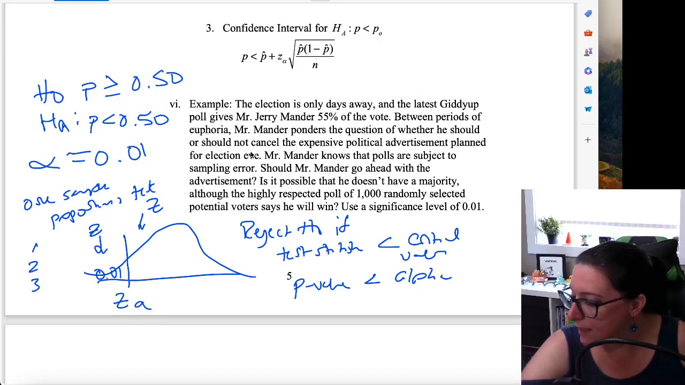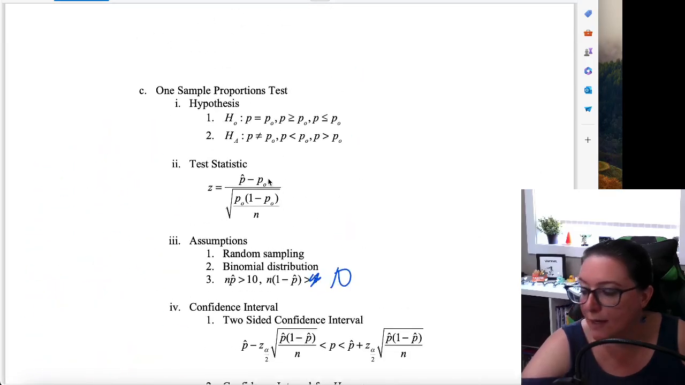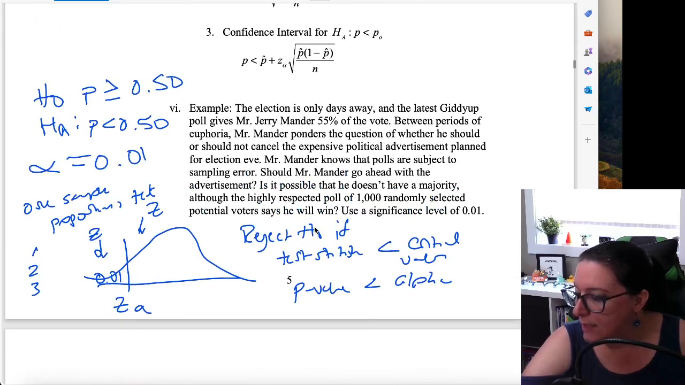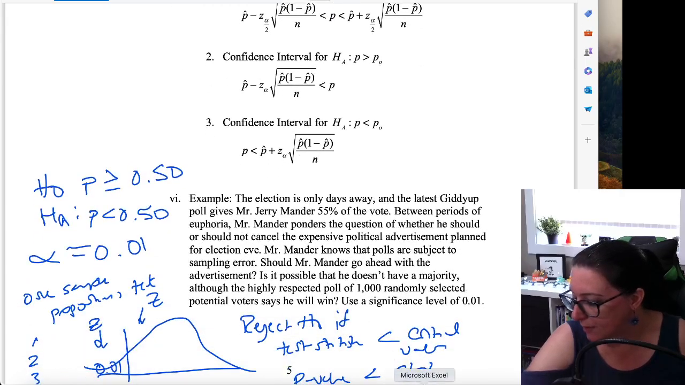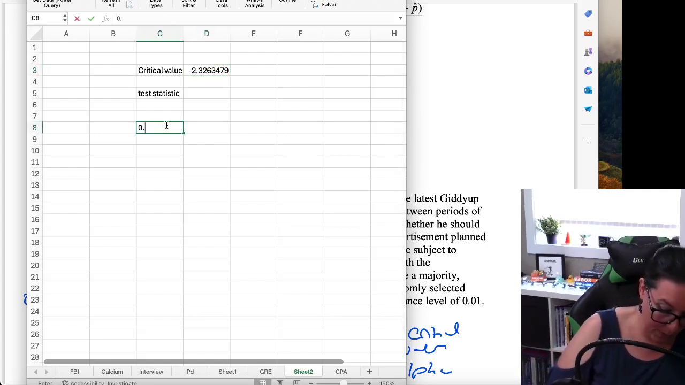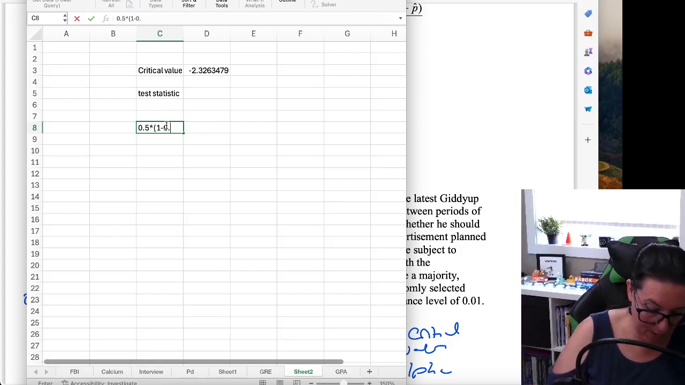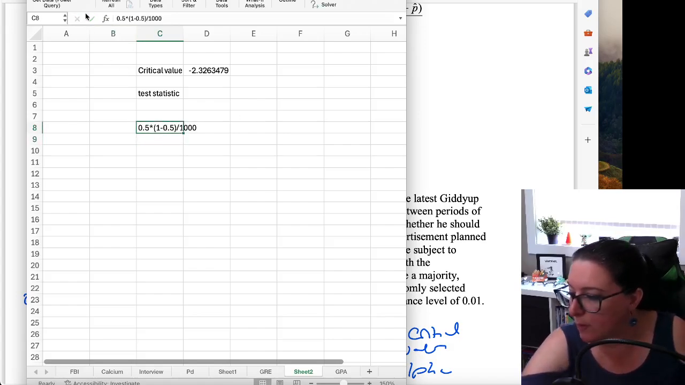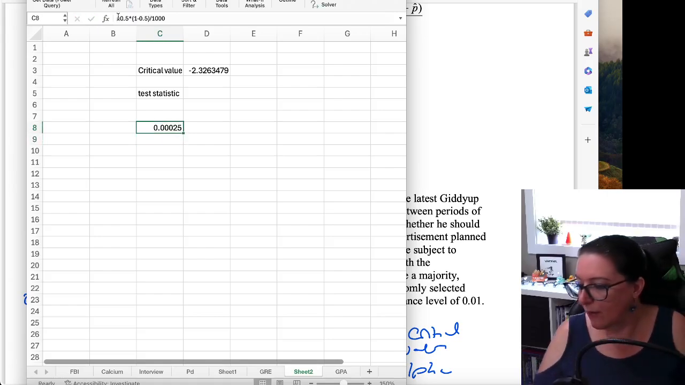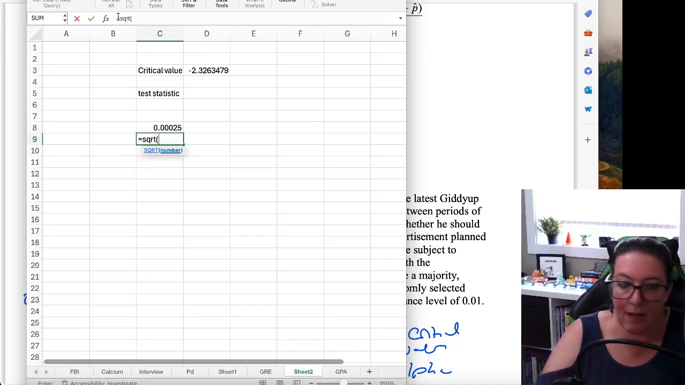Our test statistic is going to come from this formula here. So we need to find our p0 times 1 minus p0, and that p0 is what we think the proportion is here, so 0.5. Let's do pieces of this formula: 0.5 times 1 minus 0.5, all divided by n, and n here is 1,000. And of course, if you don't put an equal sign in front of it, you don't get a calculation. Then we need to take the square root of that.